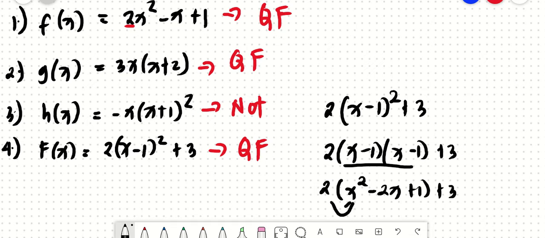Again, distributive property. Kahit yung first term na lang, no? 2 times x squared, result is 2x squared. Observe, yung highest degree natin dyan is 2. At the same time, yung coefficient ng quadratic term is not equal to 0. Therefore, it is a quadratic function. Ganun lang simple.